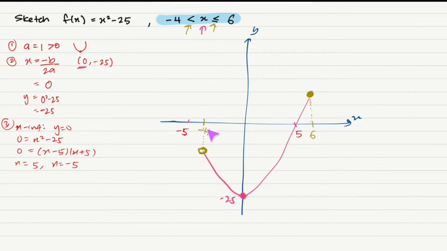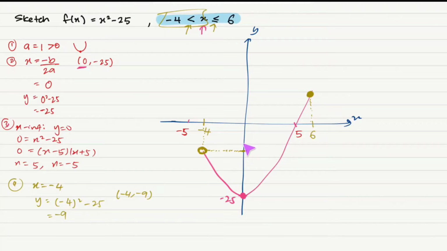Okay, but at negative 4 here, we know that it must be a coordinate. Negative 4 is the value of x, but what is the y coordinate at this point? To know that coordinate, we just have to simply add in the fourth step, which is finding the coordinates of the endpoints. Look at the first endpoint, which is negative 4, and substitute x with negative 4. Negative 4 squared minus 25, and the value is -9. So this means that our coordinate is (-4, -9).